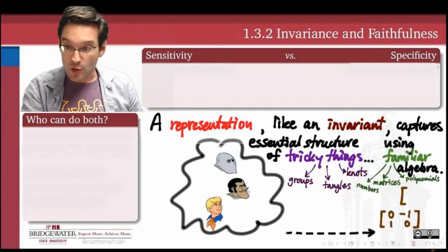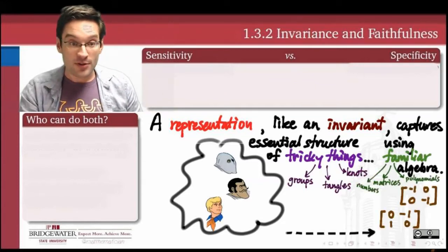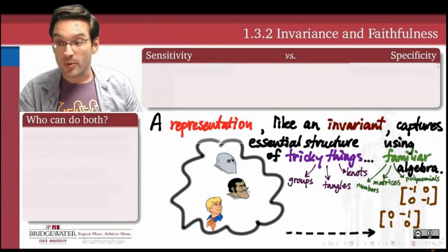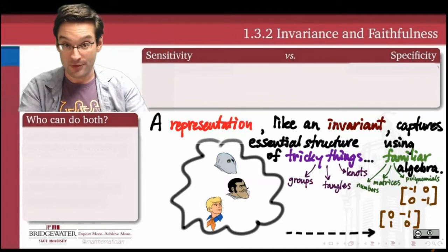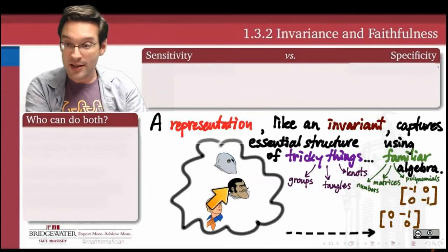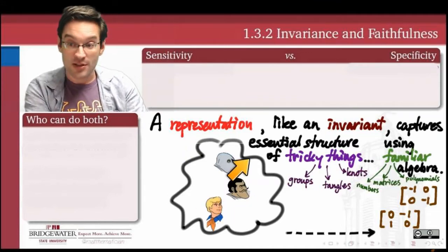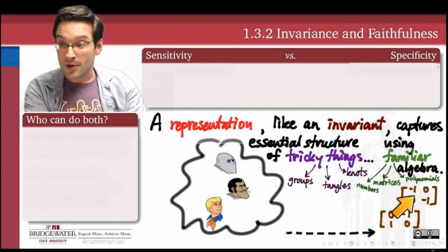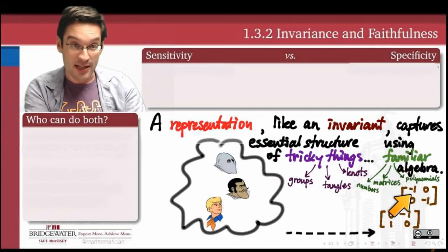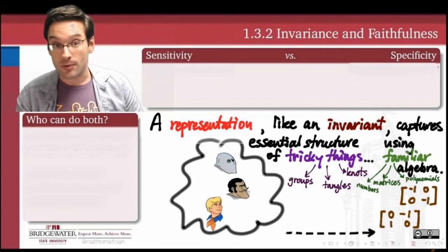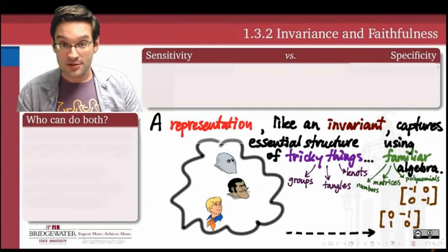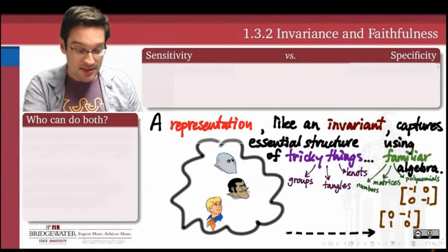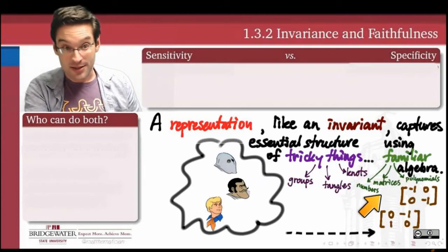We trade out groups, tangles, knots, whatever. We trade those out for matrices or polynomials or just numbers, right? Things that we've spent our entire mathematical lives studying how to work with. So anytime we could try to translate a question in a difficult setting into a question in a much simpler setting in which we have a lot of tools that we know how to work with, that's a good idea. But the big question that we're trying to ask ourselves in this video is, is anything getting lost in that translation?